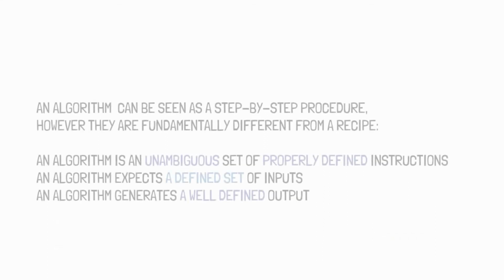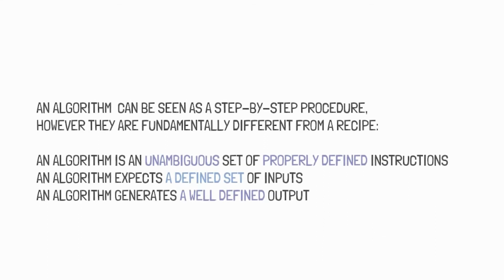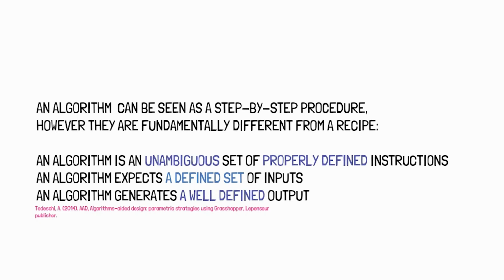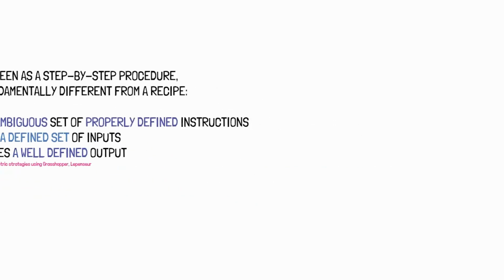So what can we learn from the baking recipe? An algorithm can be seen as a step-by-step procedure. However, they are fundamentally different with our recipe. As in, an algorithm is an unambiguous set of properly defined instructions. So the recipe should have been more precise, as in how many eggs, how many bananas, to be called as an algorithm. Also, algorithm expects a defined set of inputs to generate a well-defined output.